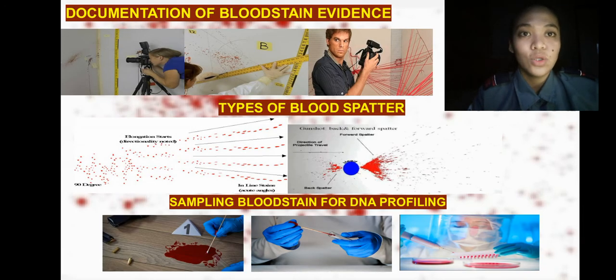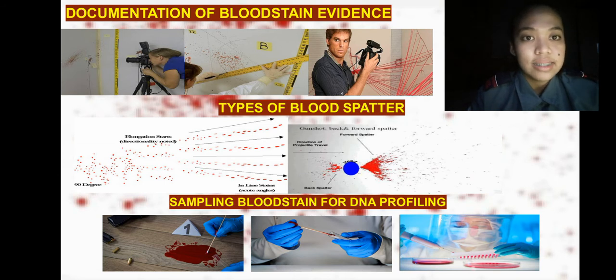Next is the documentation of the bloodstain evidence. The most frequently used method in capturing the bloodstain is high resolution photography. A scale or a ruler is placed next to the bloodstain to provide accurate measurement, and photos are taken from every angle. So para ma-identify nila ang angle where the blood came from, and also nagpo-provide din sila ng mga measurement para masukat nila yung mga spatter at yung mga anggulo ng mga dugo sa ating crime scene.